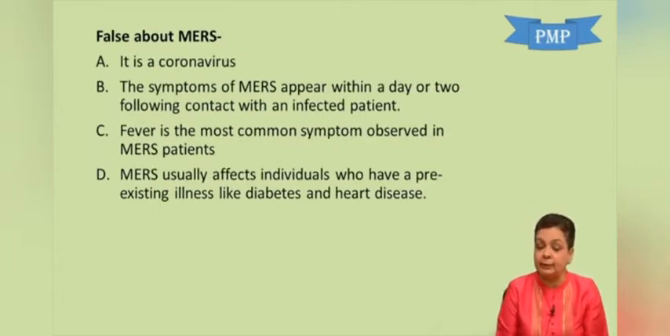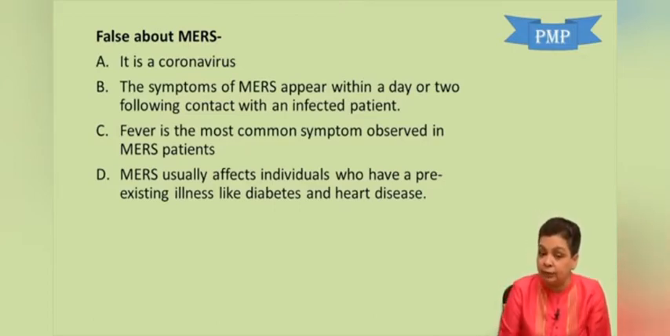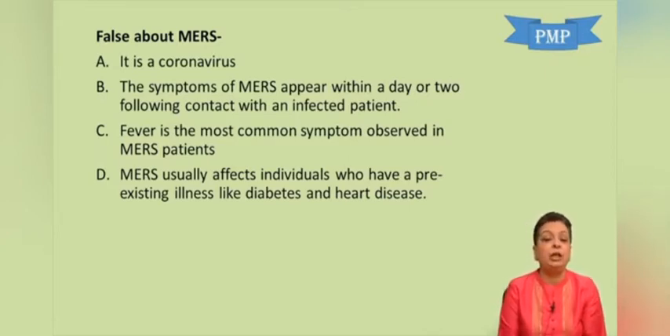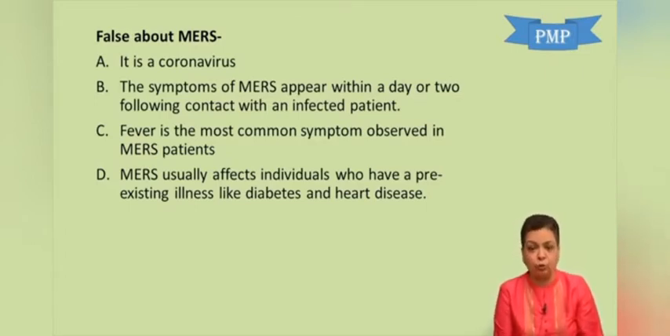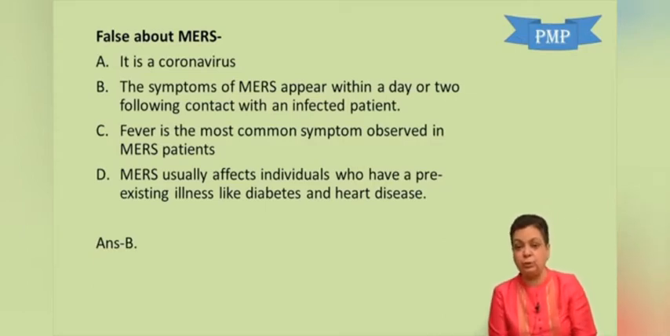Which is false about MERS? It is a coronavirus. Correct. The symptoms of MERS appear within a day or two. That is not so. It's a longer incubation period. Fever is the most common symptom observed in MERS. Yes, that is true. MERS usually affects individuals who have a pre-existing illness like diabetes and heart disease. That is also true. So the only wrong one is the incubation period. It is not 1 to 2 days.